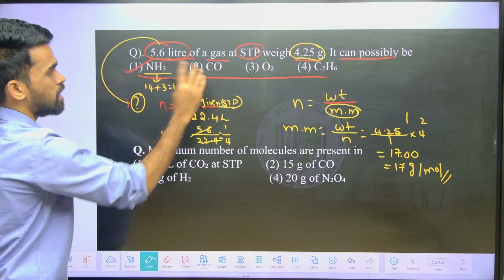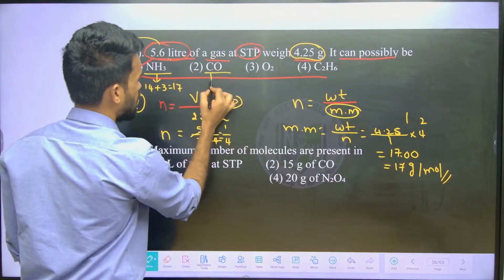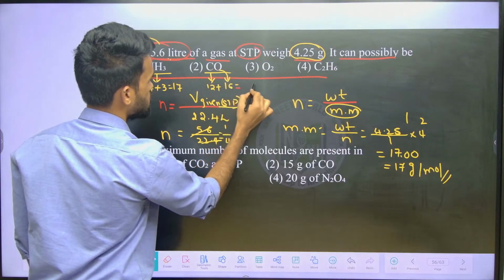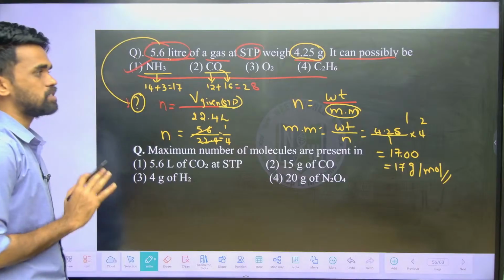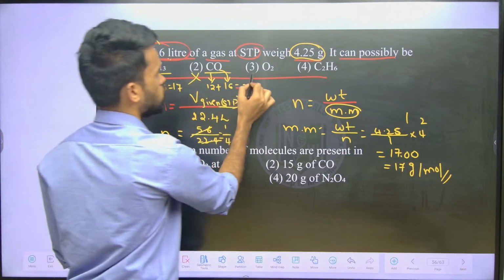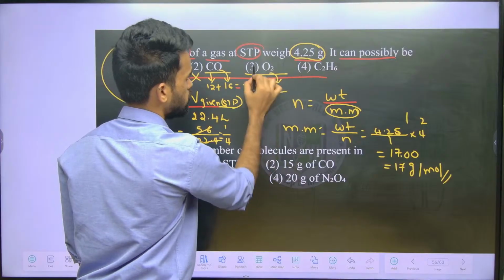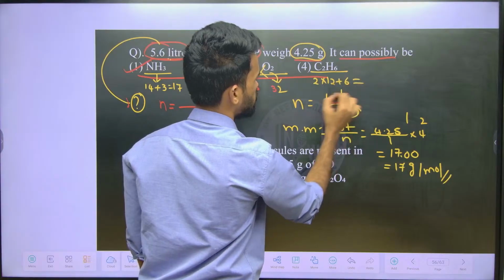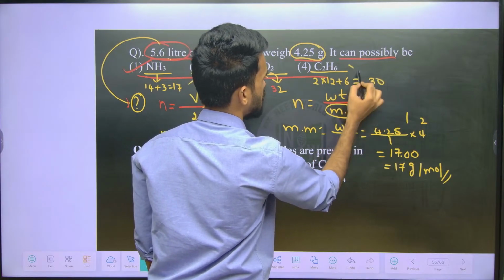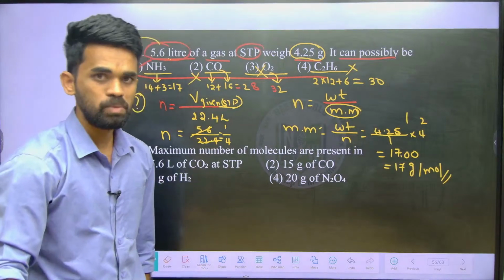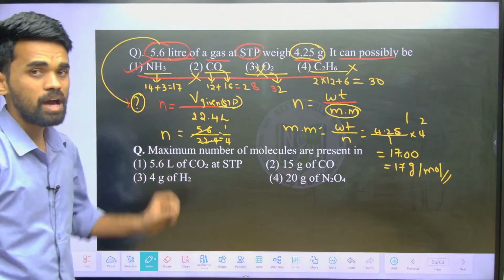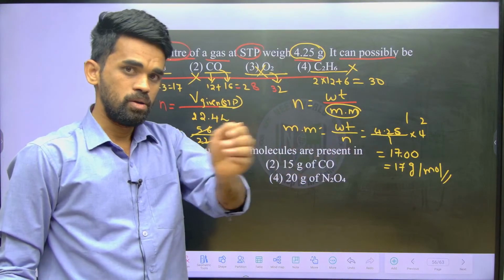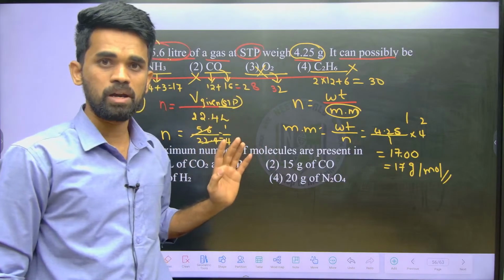If you want to verify the other options, just check. Carbon is 12 and oxygen is 16, so we get 28. It is not the correct one, so remove this. Next, oxygen we know is 32, not this one. This one is 2 into 12 plus 6, which is 24 plus 6, 30. This is also not the correct option. So what is our suitable answer? The first option. I hope it is clear. If it is not clear, rewatch it: go back 1 minute, watch it properly and solve it.